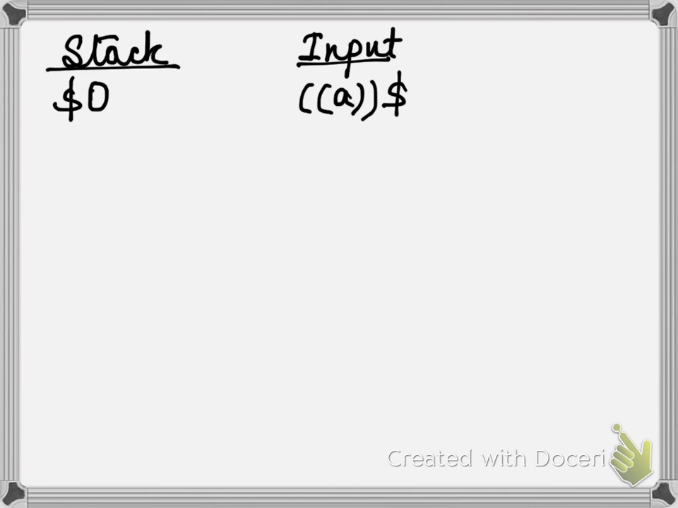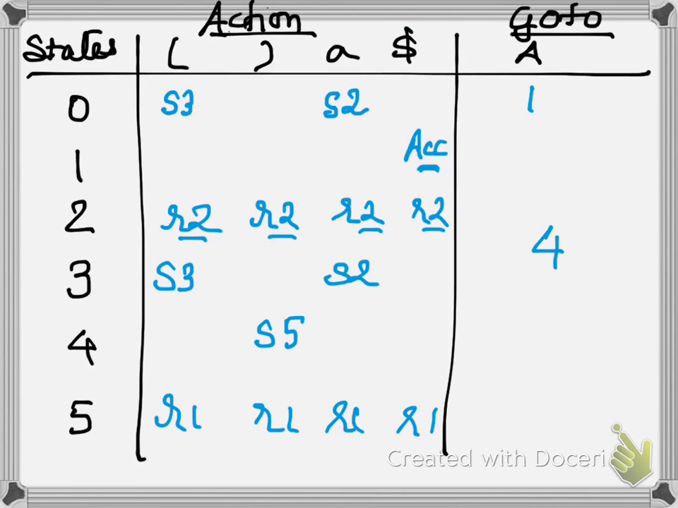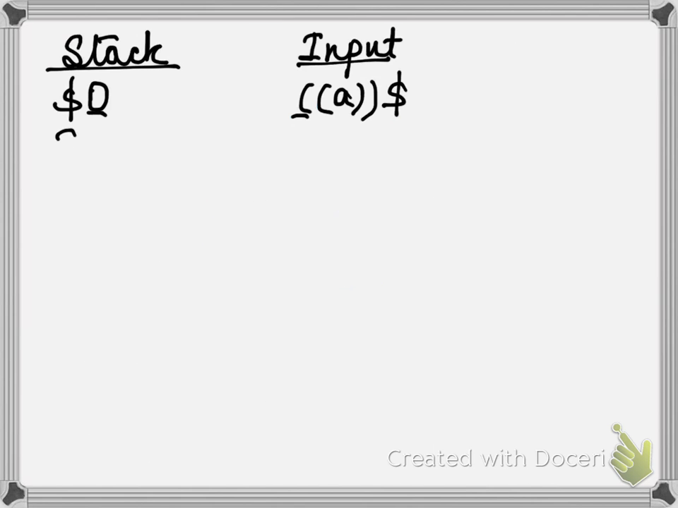So we will match now state 0 on opening parenthesis. We see in the table that 0 on opening parenthesis is shift 3. So what we'll do is shift the parenthesis, and we'll also shift in the state 3.